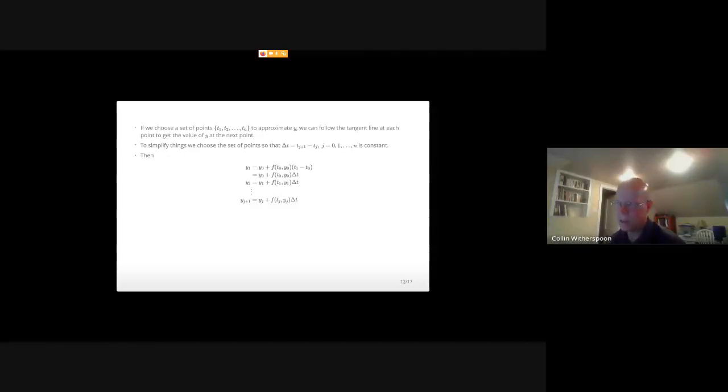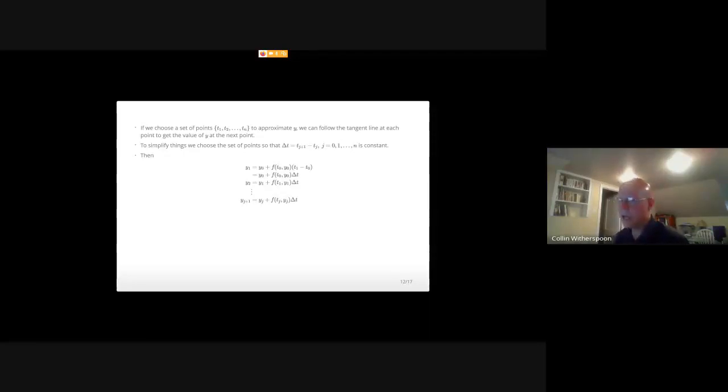Okay, to simplify it, we're going to choose the set of time values so that delta t, the difference in the time values, delta t being t sub j plus 1 minus t sub j, is constant. So we basically want the distance between the time values to be constant.